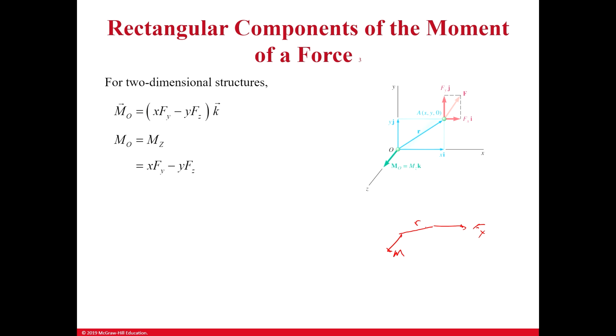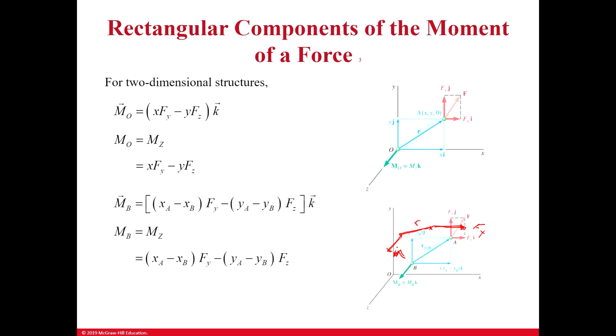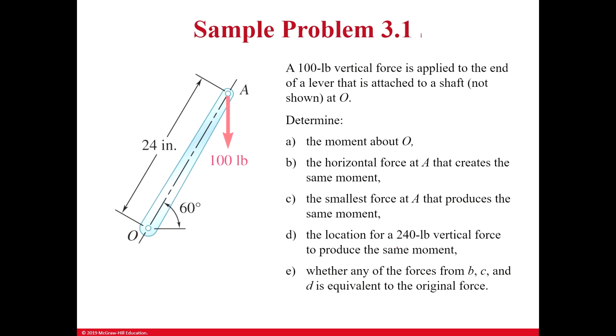Okay, so a distance r cross the component fx will give you a perpendicular moment. We saw that already. So this is a good example that you can go over in your book, example 3.1. They're asking you what is the, well, different things. They're telling you a 100-pound force is applied to the end of this tool. So determine the moment about O.